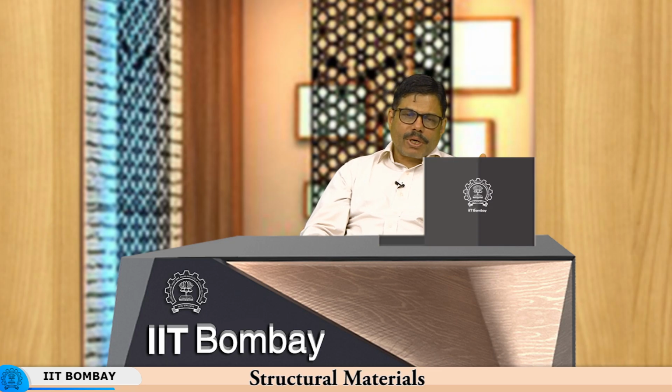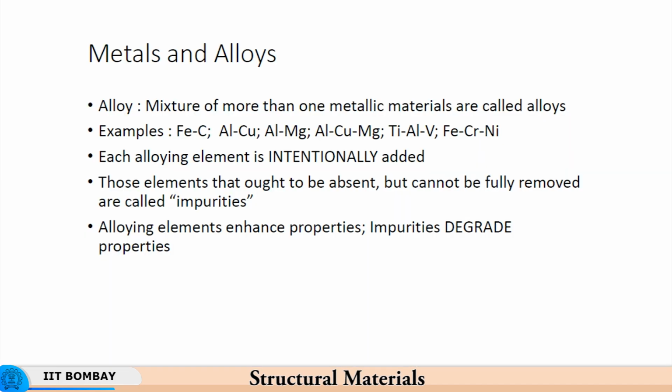the host element. So in iron carbon, iron is the host element; aluminum copper, aluminum is the host element; aluminum magnesium alloy, aluminum is the host element; iron chromium nickel, iron is the host element; titanium aluminum vanadium, titanium is the host element. So this way the properties of the host element get enhanced significantly by the intentionally added elements like nickel and chromium in iron, or carbon in iron, copper in aluminum, magnesium in aluminum, and so on.